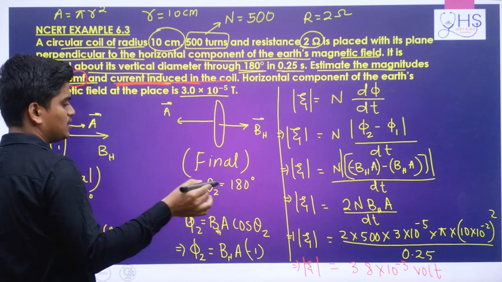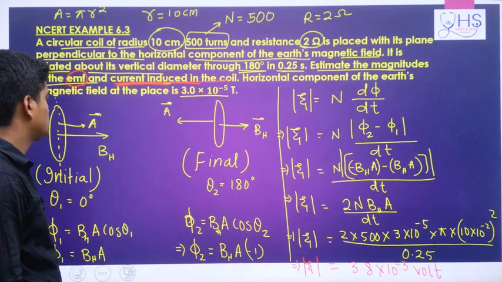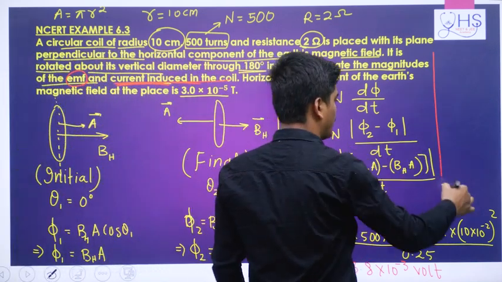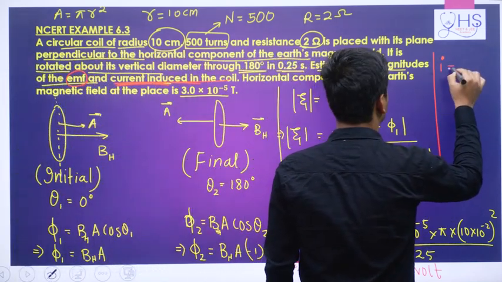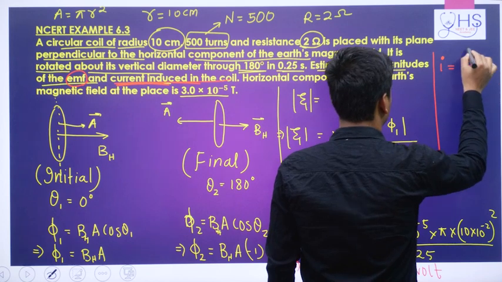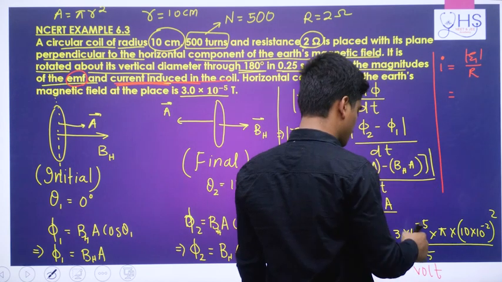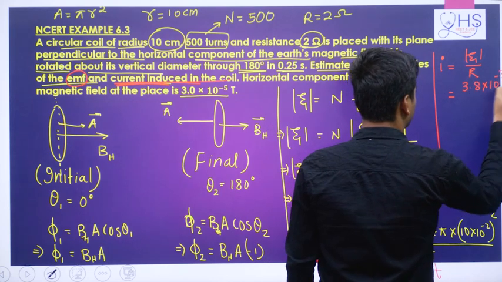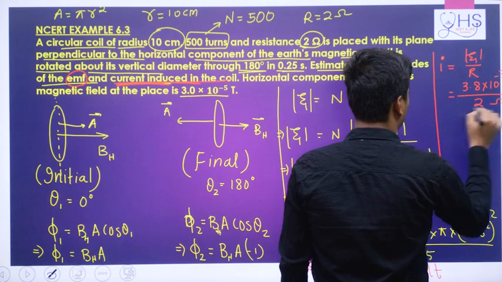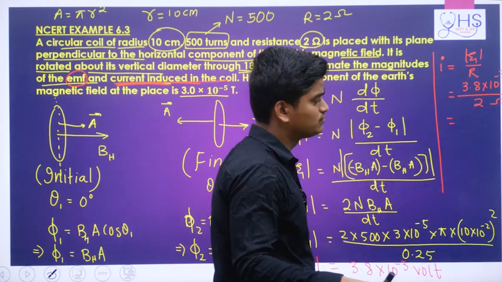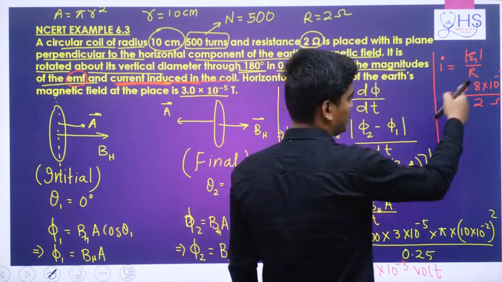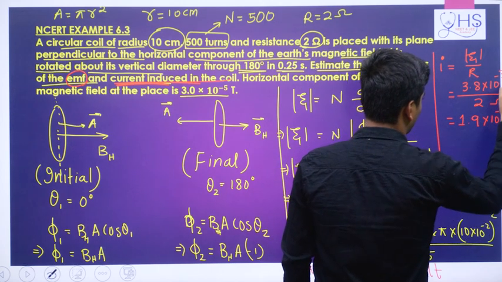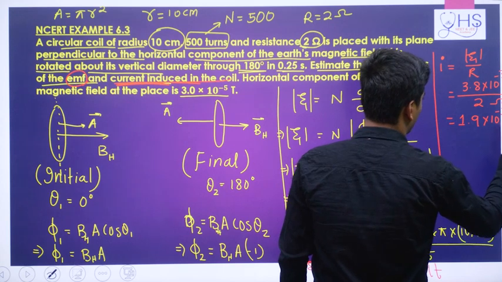EMF we got. Now what is the current induced? To find current, simple formula: I equals EMF by R, or magnitude of EMF by R. So it is coming 3.8 into 10 to the power minus 3 volt divided by R, which is 2 ohm. 3.8 by 2 will come as 1.9 into 10 to the power minus 3 volt by ohm, which is ampere.